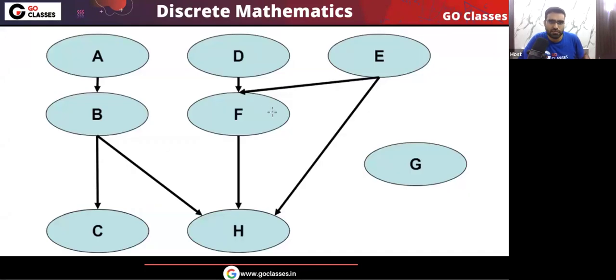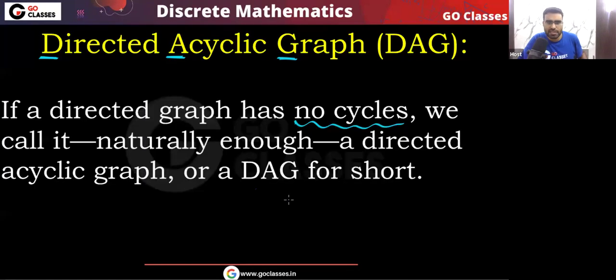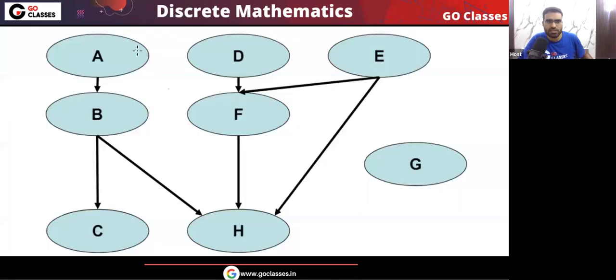For example, look at this graph. Is this a directed graph? Yes, you can see all the edges have direction. For example, this edge is from E to H, this edge is from A to B, this edge is from B to C. So this is a directed graph. You tell me, is this a directed acyclic graph? Is there any cycle in this graph? Is there any cycle like this in this graph?